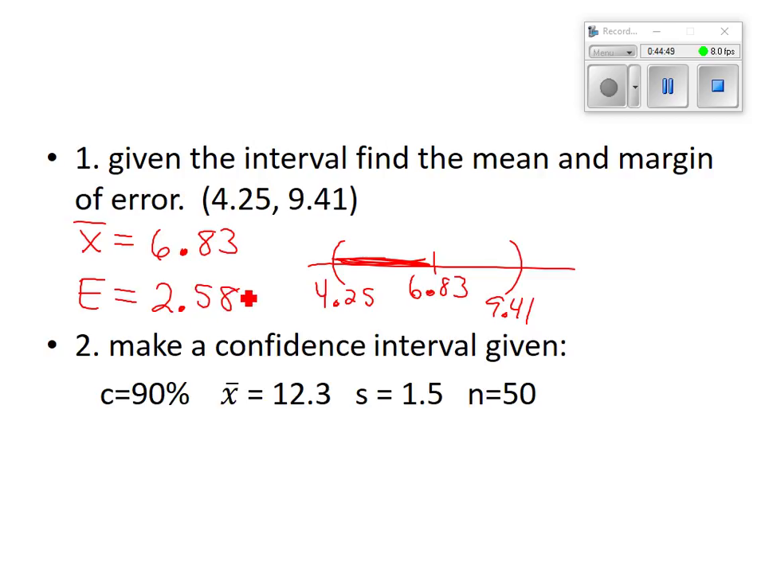The other way you could have found it, instead of adding these two and dividing by two, you could have subtracted them and divided by two. Or you could have taken this and subtracted one of those and found it. Lots of different ways.